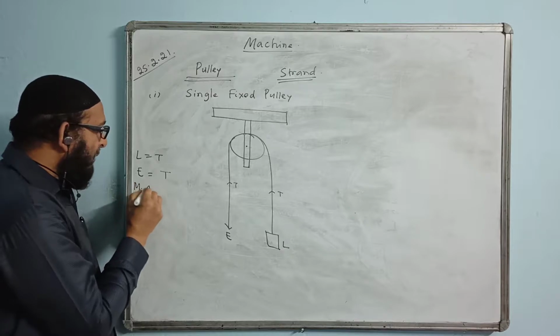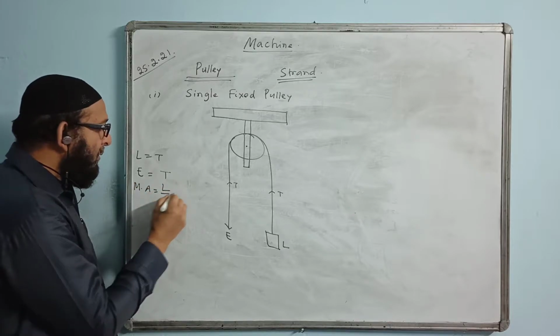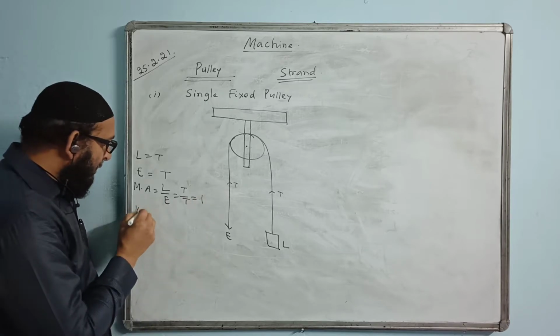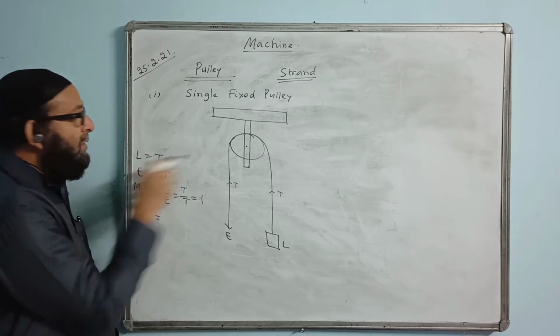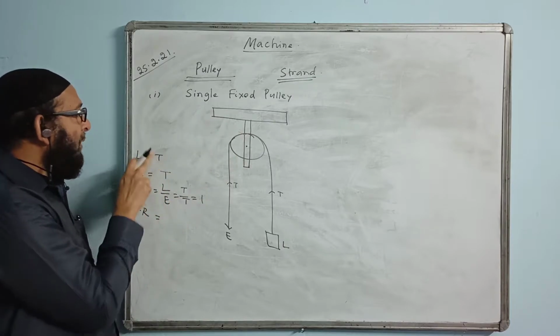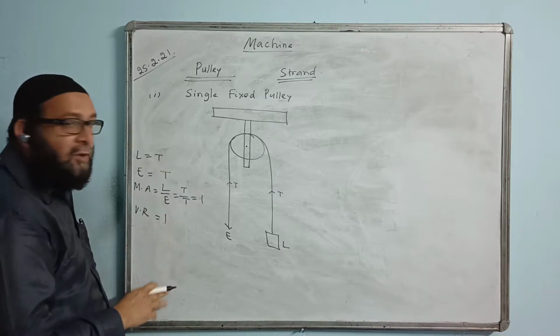So for the mechanical advantage formula we have load by effort. The answer will come T upon T, that is 1. Now the velocity ratio of this pulley system. In a pulley system, we find the number of tensions supporting the load. One tension is supporting the load, so the velocity ratio will be 1.